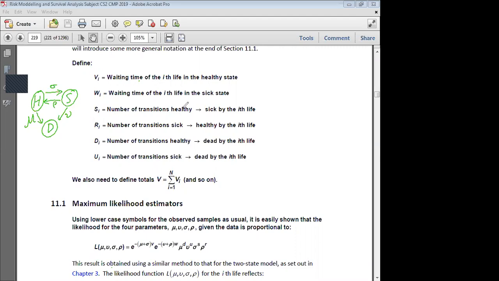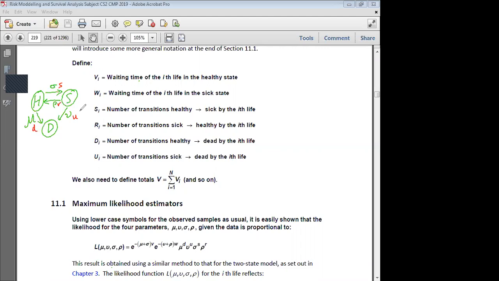So what all can we have? Let me just say first that the number of transitions from healthy to sick is S. I'm writing this in red. From sick to healthy is R. From healthy to dead is D. And from sick to dead is U. Okay, so this is what we have here.